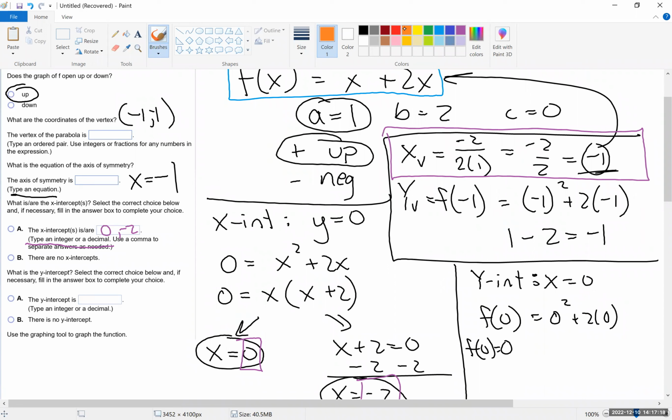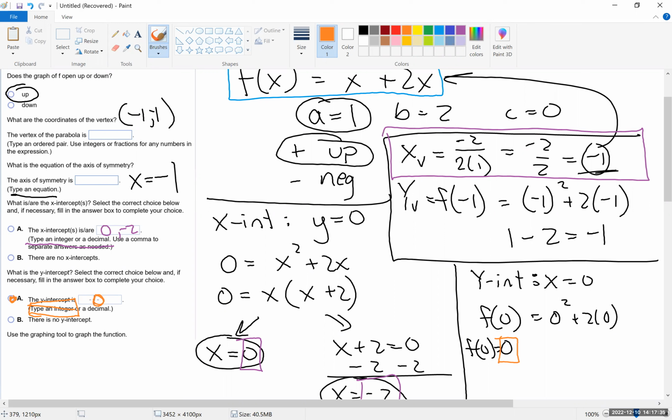Okay, so first of all, we have to select, is there a y-intercept? Yes, there is a y-intercept, so we select A. And then they say type it as an integer. They don't want it as an ordered pair. They just want the answer of 0.